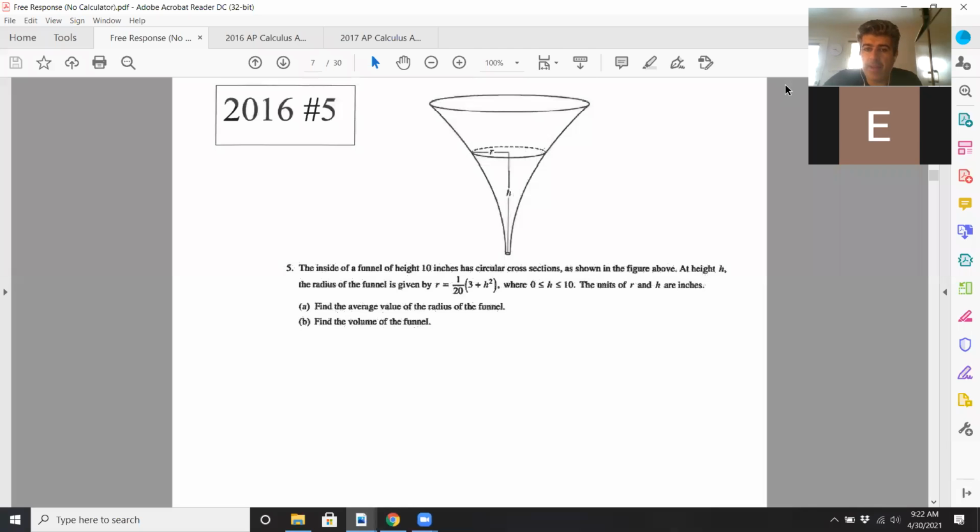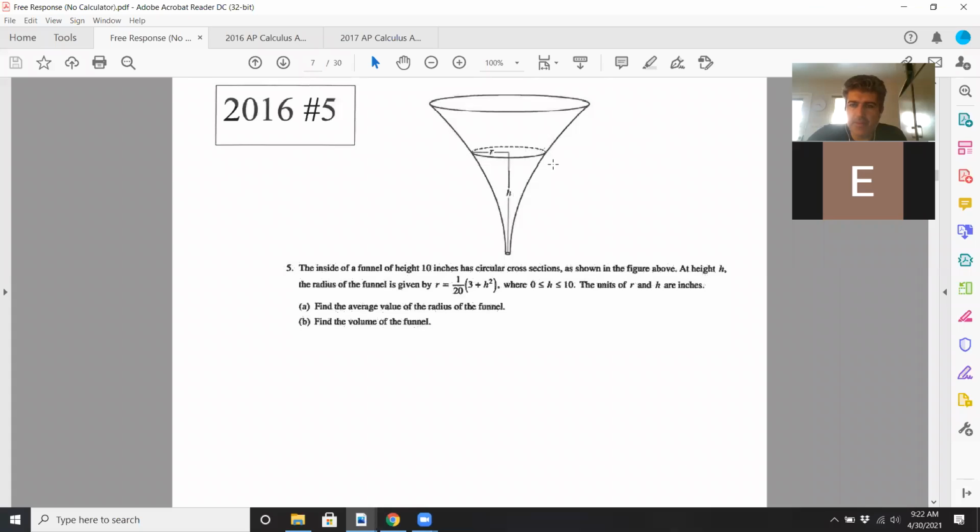Okay. So I'm resuming the recording, doing 2016 number 5. So number 5, they give you a funnel. Looks weird. It's not a cone, by the way. Don't think it's a cone. It's a funnel. And apparently the radius is a function of the height. So the radius changes based upon the height with that relationship, that equation there.